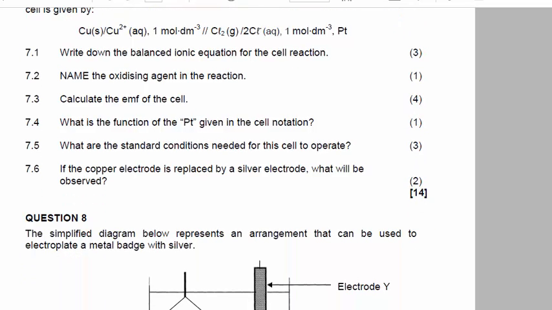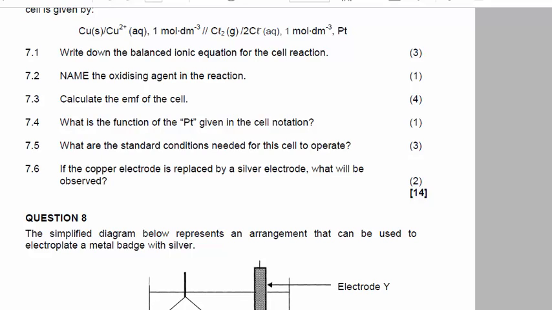What is the function of Pt given in the cell notation? It acts as the electrode because chlorine is not conductive. It's not a conductive substance. It cannot conduct electricity. It acts as an unreactive electrode.